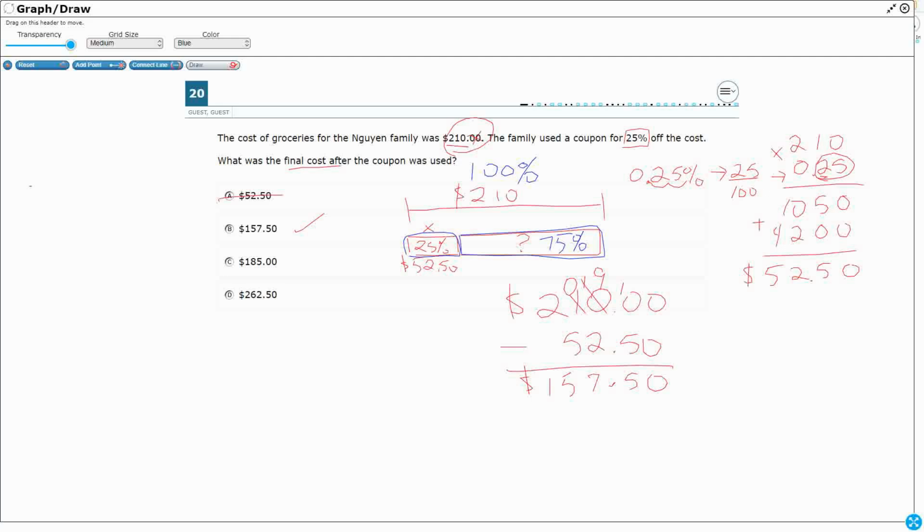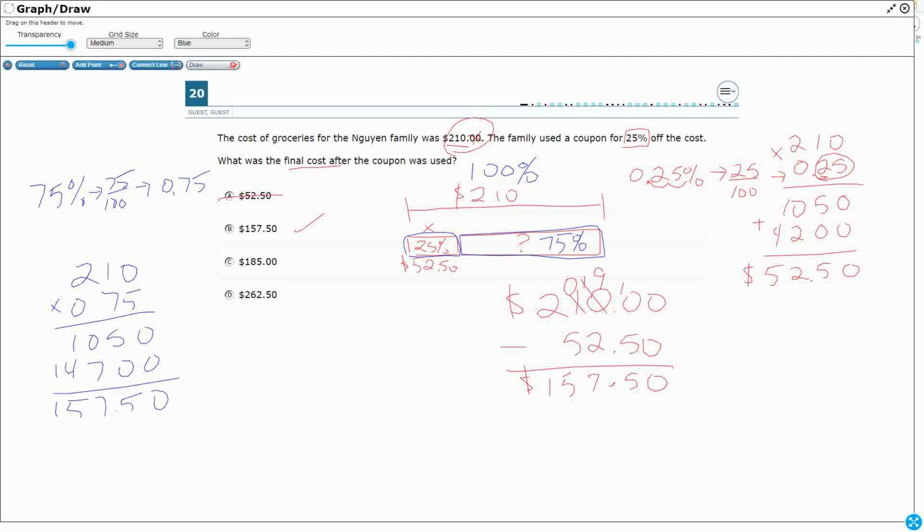So 75%, right, is the same as 75 over 100. Any percent could be turned into a fraction if you put it over 100, which means I've got 75 hundredths. That's what that means. So we could make this a 1-step problem if you take your 210 and multiply it by 0.75, because look what you get. Right? You get 157.50, put the decimal there, and you got your answer, B.